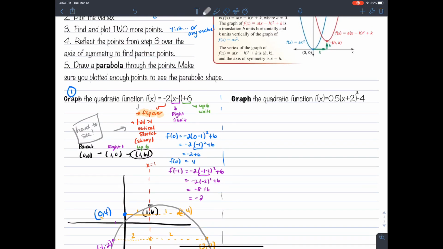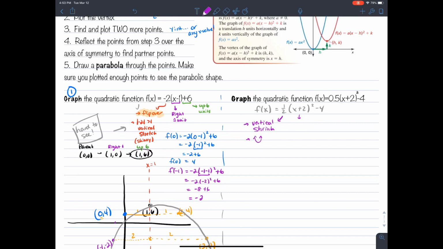Now on this one, f of x is 1/2 of (x plus 2) squared minus 4. And you'll notice that I, in my head, already changed 0.5 to 1/2, just so we could see that that number is less than 1. So when I see that 1/2 here, that's going to cause a vertical shrink. It doesn't move the vertex, but it helps me describe what my graph should look like. And there is no flip or anything, so it should look like it's up like a cup.